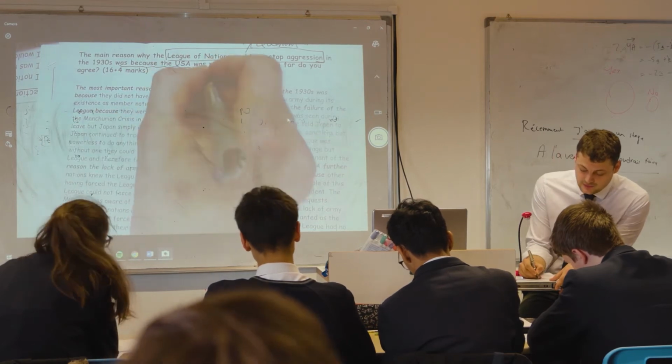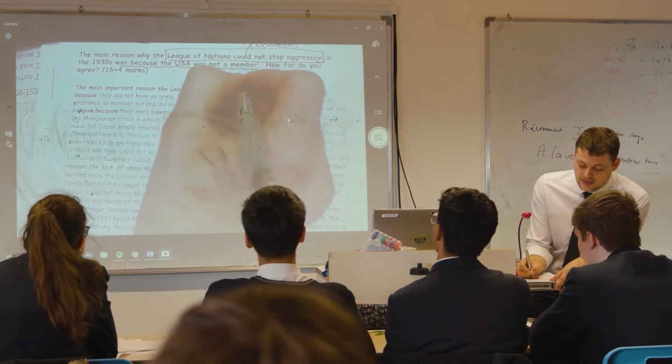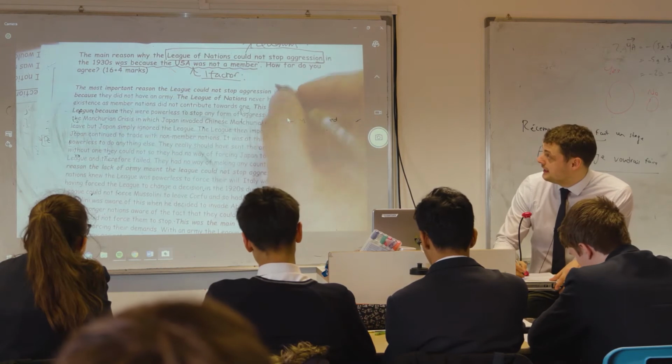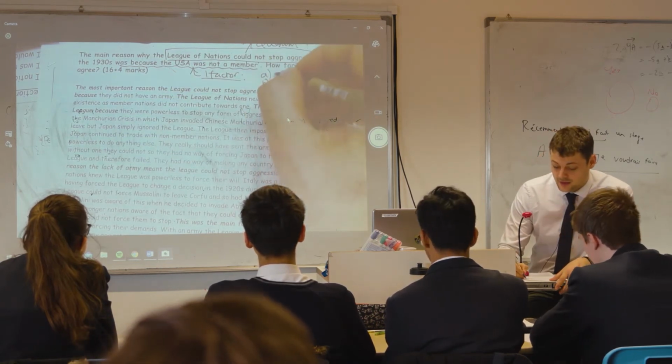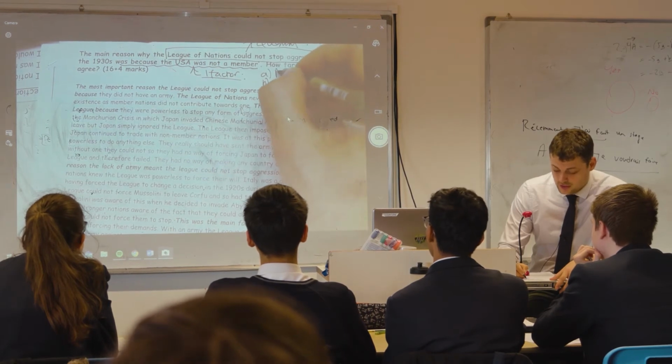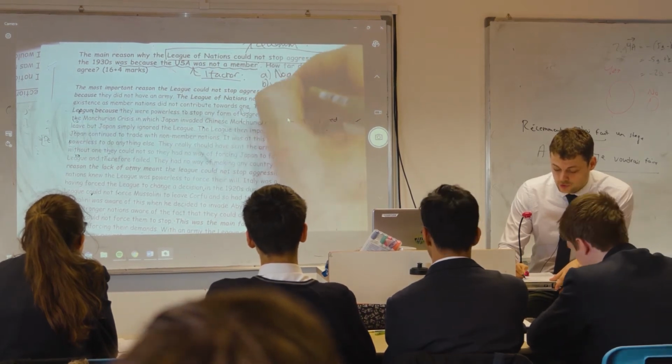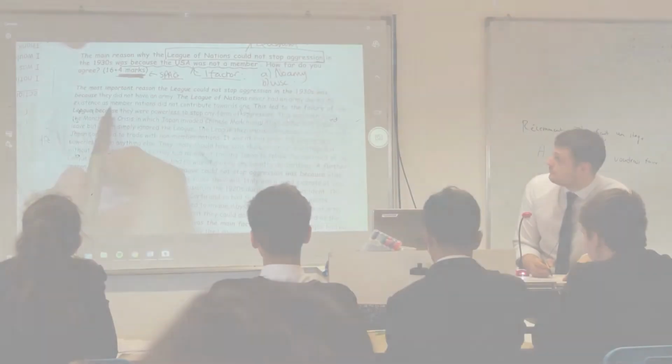That is one factor. So I have to talk about that one factor. Then what I would do is write the other two factors that I am going to talk about and then write my plan on a separate bit of paper. So the two that I've chosen to do are no army and the Wall Street crash. Right, this is my first paragraph.